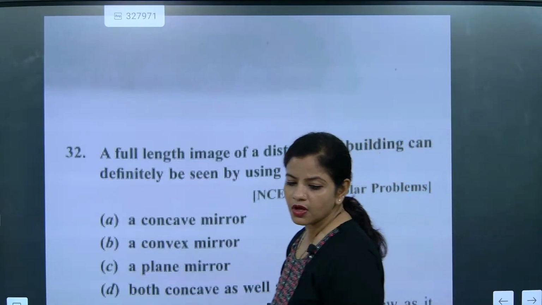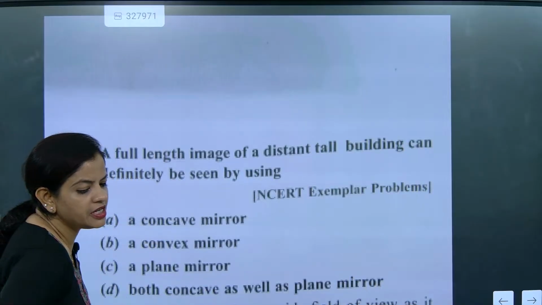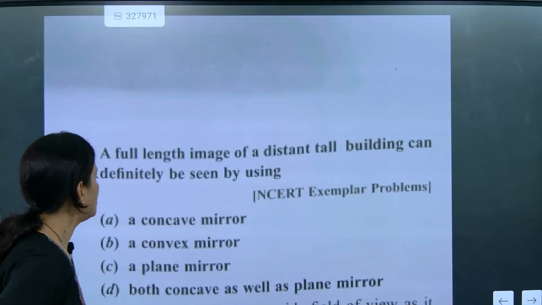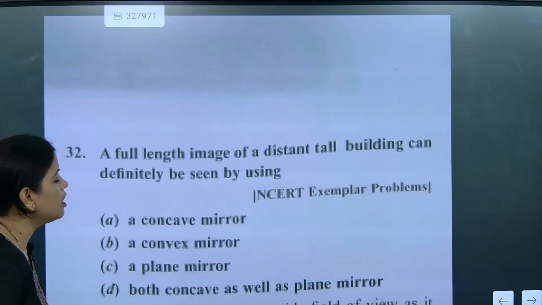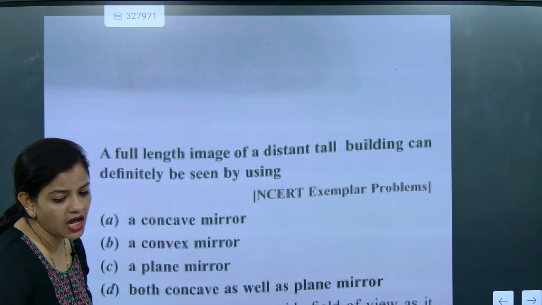A full length image of a distant tall building can definitely be seen by using a concave mirror, a convex mirror, a plane mirror, or both concave as well as plane mirror. What is the correct answer?